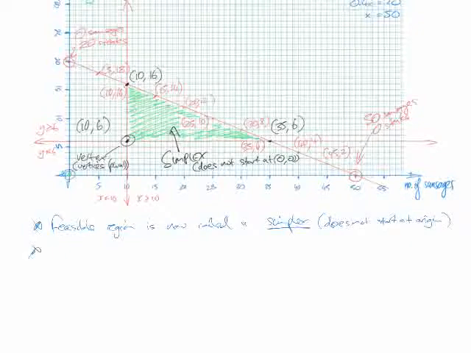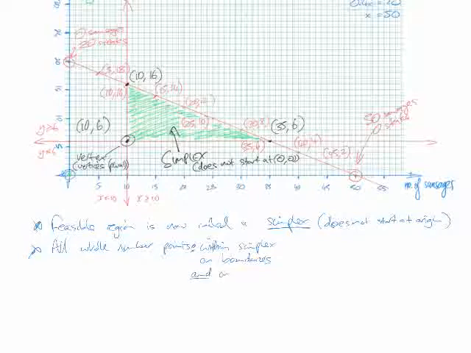And what else is there to take home from this? All whole number points within simplex, within simplex, on boundaries, so on the lines, and on corners, they're all feasible solutions.